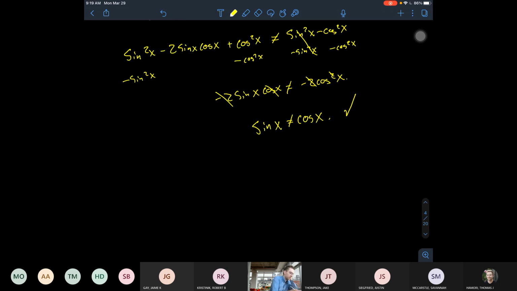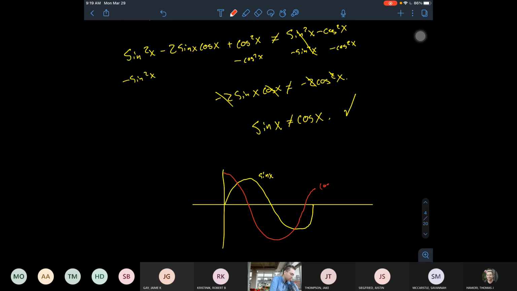And this is true. Sine x is not equal to cosine x. In fact, it's not equal to cosine x for most values of x. But all we need to do is show that there's at least one value of x for which these are not true. So here's sine x, and here's cosine x. So just pick something like, I don't know, x equals pi over 2. For x equals pi over 2, sine of pi over 2 equals 1 is not equal to 0, which is equal to cosine of pi over 2.